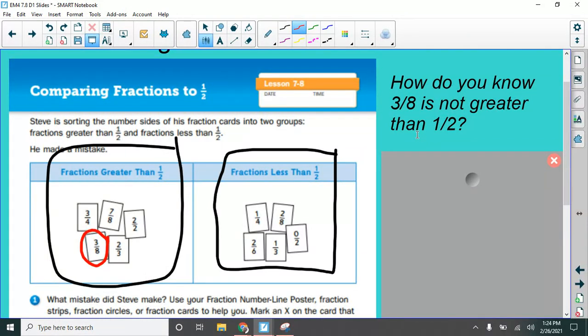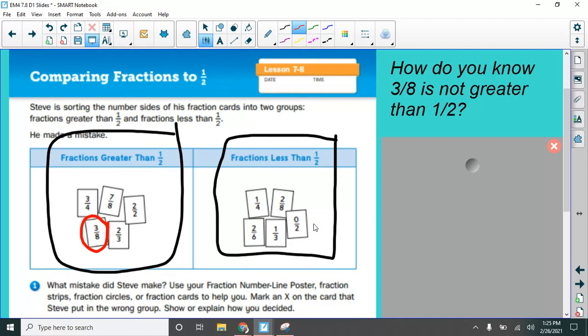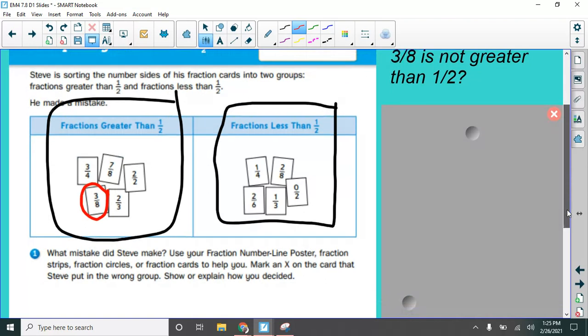Okay, there's a couple different ways that you know. You could look on your number line poster and you could see that 3/8 is a little bit less than 1/2, right? You could also think, and what I like to do is think, well, what's half of 8? Half of 8 is 4, right? So 4/8 would be half. So 3/8 is less than that, isn't it? It's kind of an interesting way to think through this.